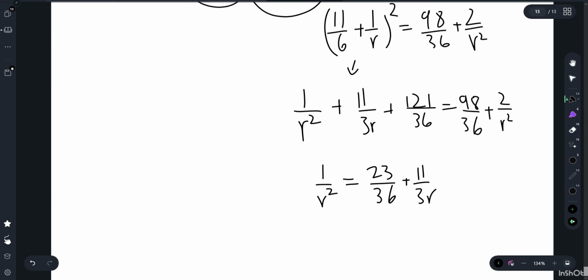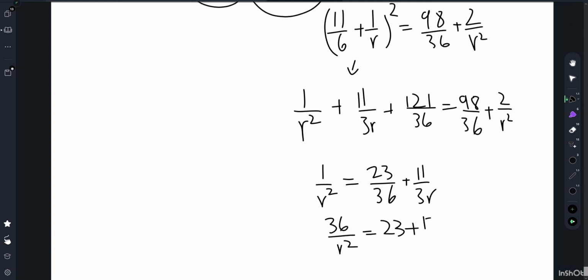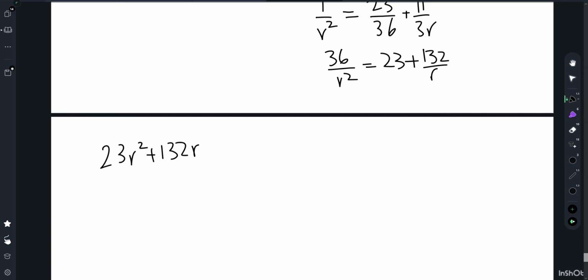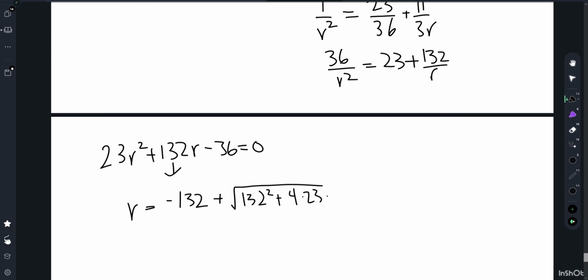Now let's multiply by 36 on both sides. We have 36/r squared equal to 23 plus 132/r. Let me add a new page real quick. Now let's multiply by r squared on both sides. We have 23r squared plus 132r minus 36 equal to 0. Now Pythagorean theorem time. Wait, what am I saying? Quadratic formula. r is equal to negative 132 plus or minus the square root of 132 squared plus 4 times 23 times 36, all over 46.